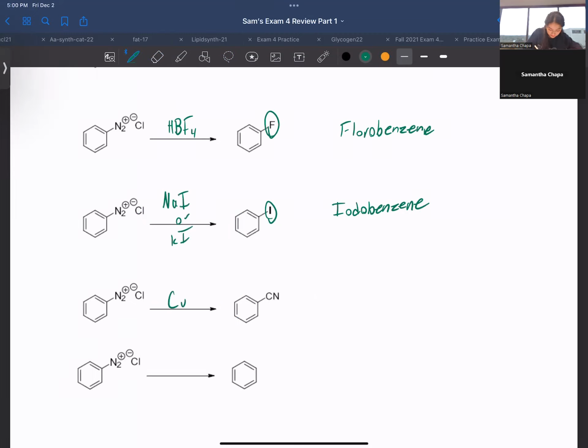Here is where we're adding the cyano group. So you use copper cyanide, with the cyano group. And then I'm going to make benzonitrile.